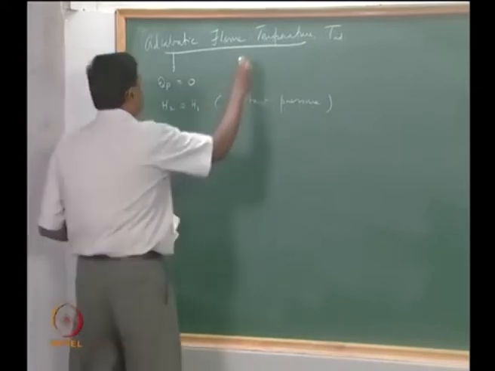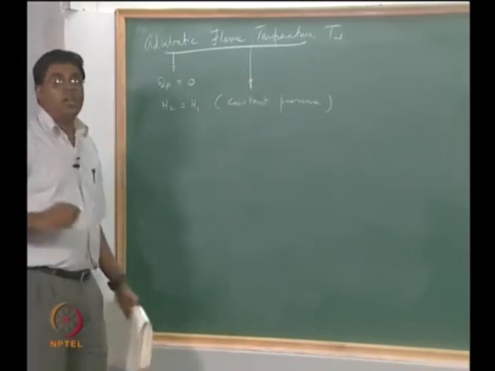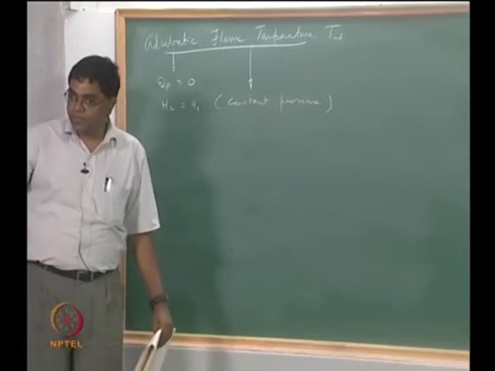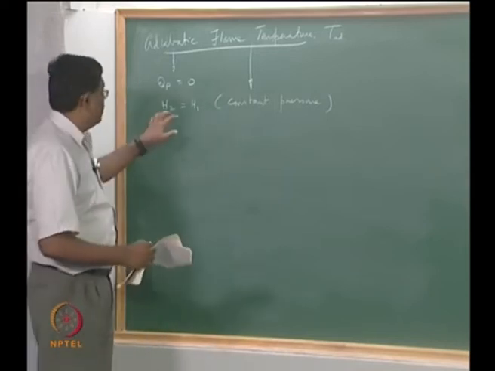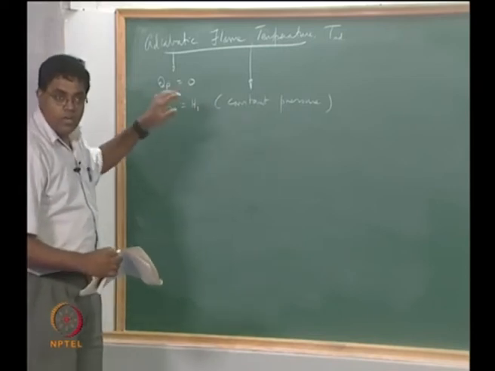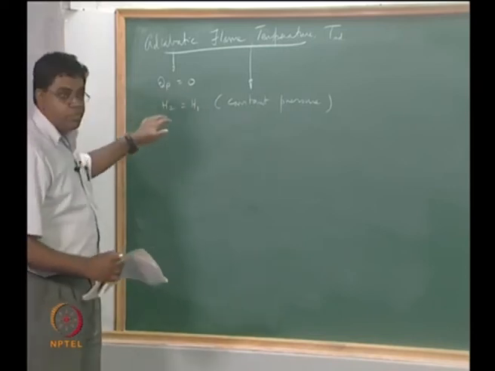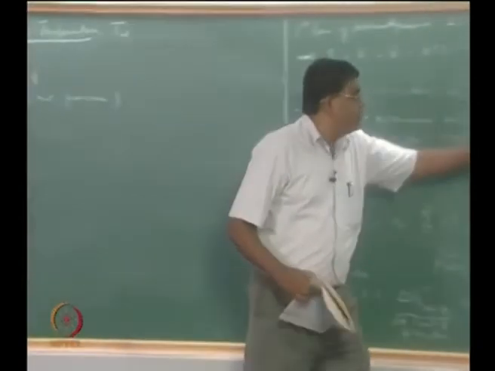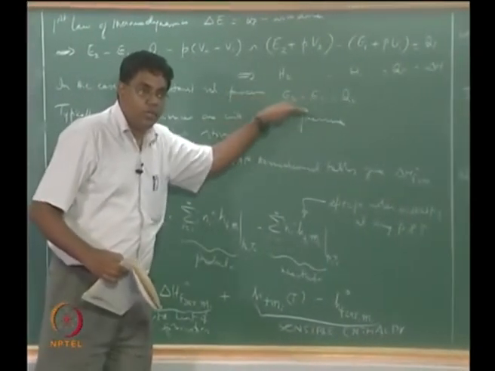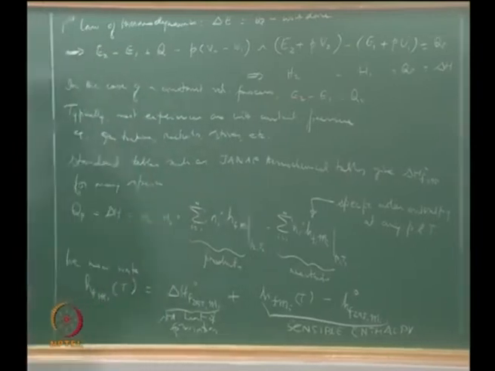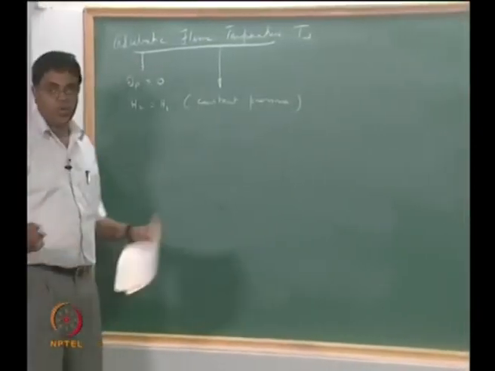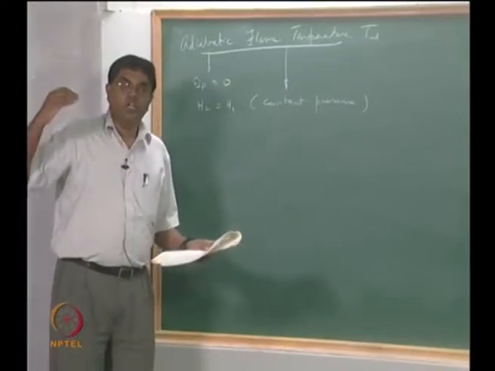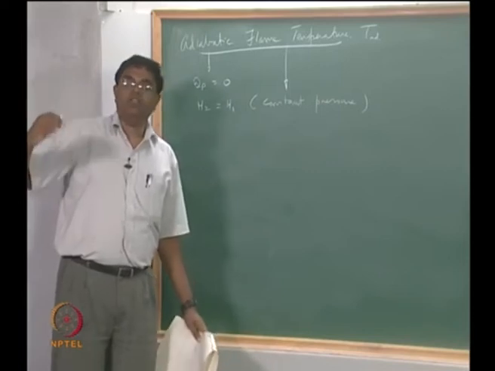Unless you want to explicitly talk about constant volume adiabatic flame temperature, then you have to say so, because without that we are simply going to be equating H2 to H1. If you want to look at constant volume adiabatic flame temperature, we want to say QV is equal to 0, which means we have to equate E2 to E1. Here we are looking at QP equal to 0, therefore H2 is equal to H1, implicitly assuming a constant pressure. So adiabatic flame temperature assumes a constant enthalpy and constant pressure.